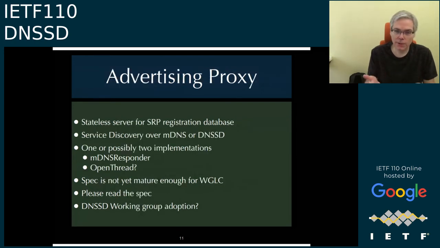Advertising proxy, I talked about this earlier. Basically, the idea is you have this database that you've built up with SRP. Now you need to make it available to devices that are on the adjacent infrastructure network. The advertising proxy is how you do that. It advertises everything that's in the database that's being maintained using SRP, using multicast DNS, or using DNSSD. So what I was talking about earlier with discovering DNSSD zones using multicast DNS: now we're discovering the advertising proxy using multicast DNS, but then all of the rest of the queries that we do to the advertising proxy go over unicast, and so that saves a whole bunch of multicast traffic.